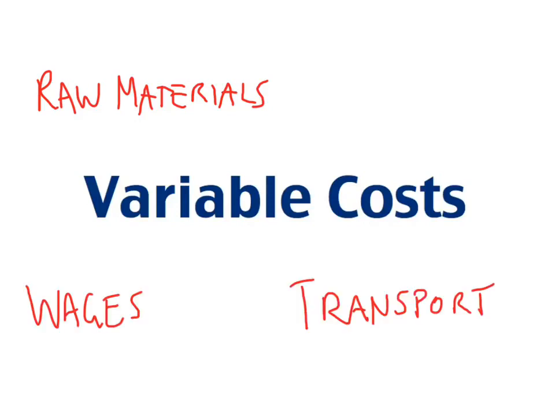Again, there are lots of examples of variable costs, but some other examples are wages and transport. Obviously, wages are only variable for workers who are involved in the production process. So if I have to pay overtime hours or bring in a new worker because I'm producing more, then that's variable. If I have staff who are on a salary who get paid the same regardless, those wages would actually count as fixed costs.